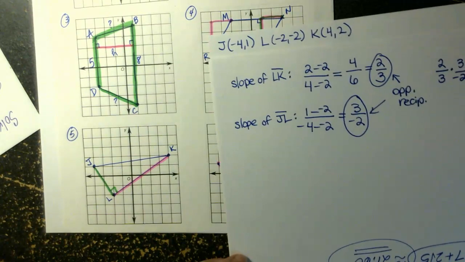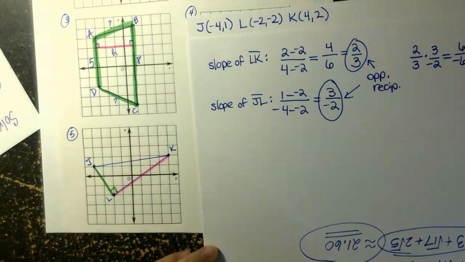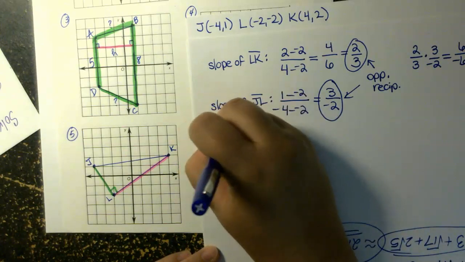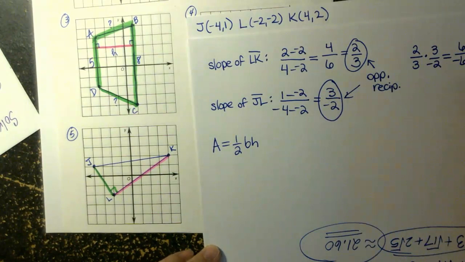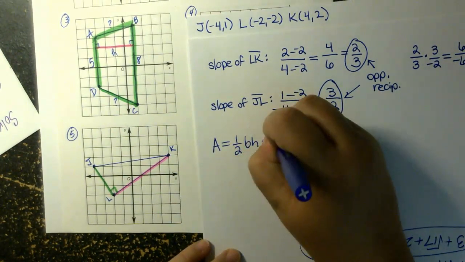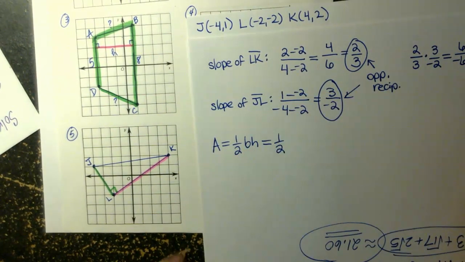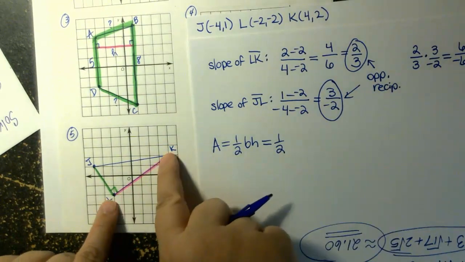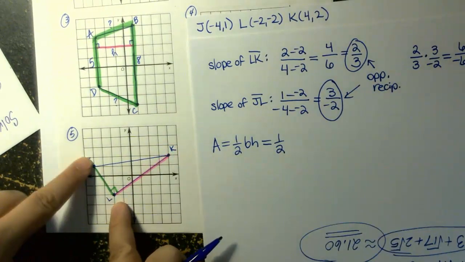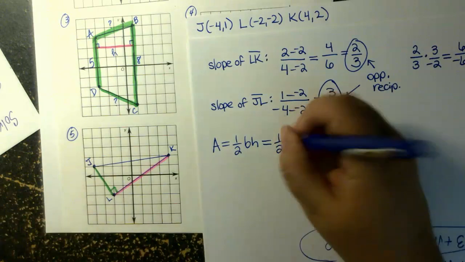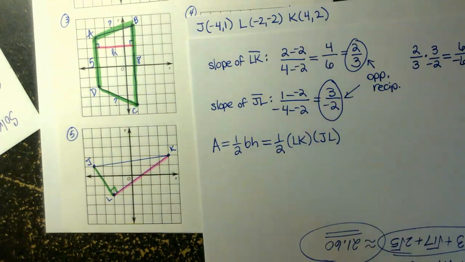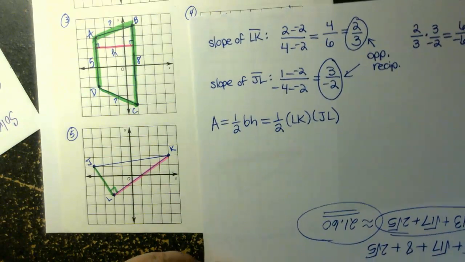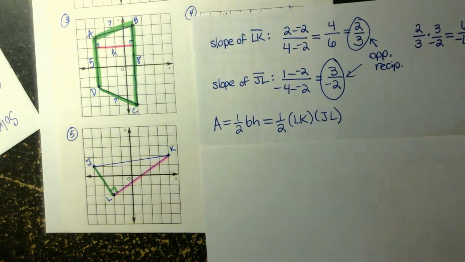So now that I know that LK and JL are perpendicular, I can use those for my base and height in my area formula. Here's the area formula of a triangle. And that means I'm going to do 1/2 the length of LK times the length of JL. So I better find those. Length of LK.